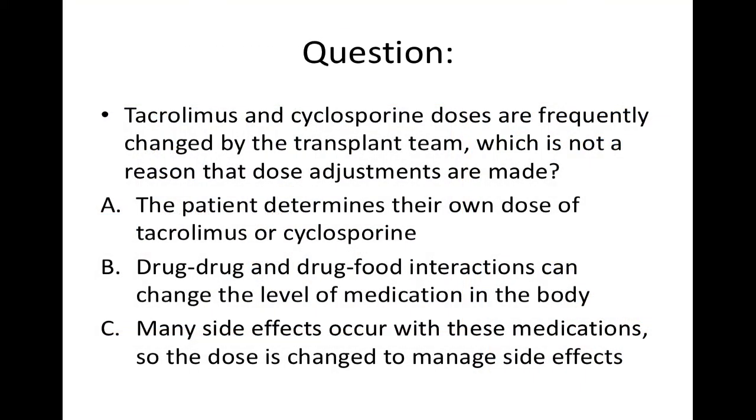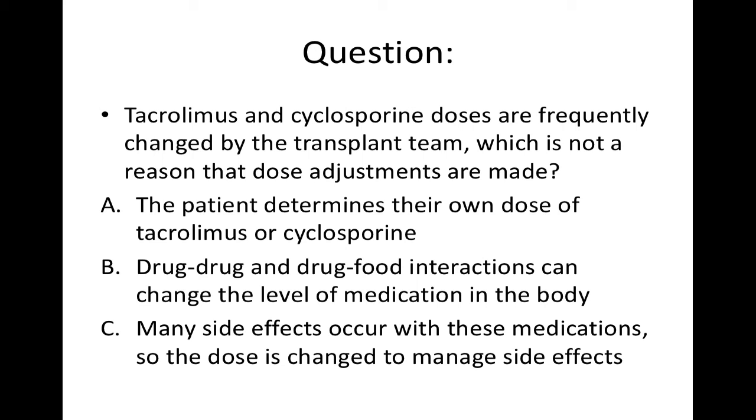So this brings me to my next question. Tacrolimus and cyclosporin doses are frequently changed by the transplant team. Which of the following is not a reason that dose adjustments are made? A. The patient determines their own dose of tacrolimus and cyclosporin. B. Drug-drug and drug-food interactions can change the level of the medication in the body. Or C. Many side effects occur with these medications, so the dose is changed to manage side effects.